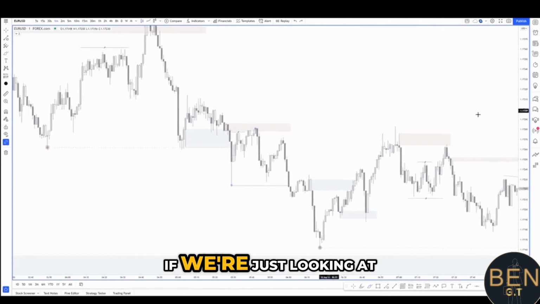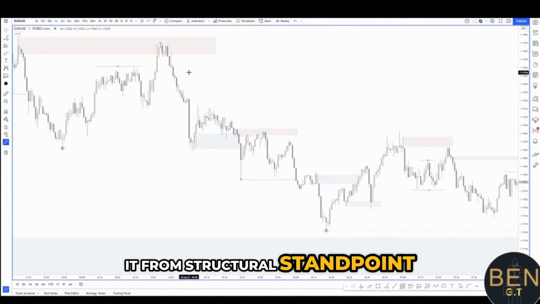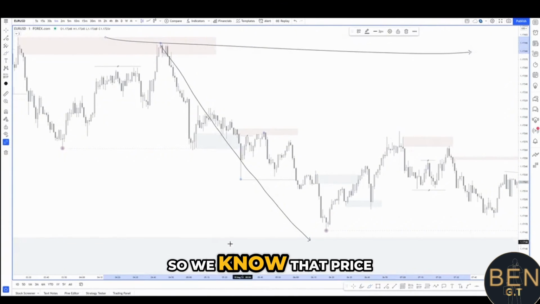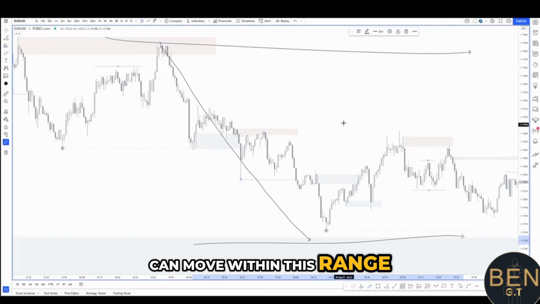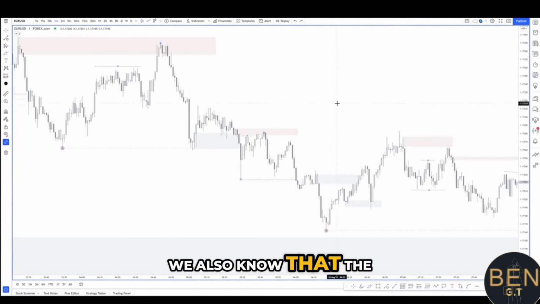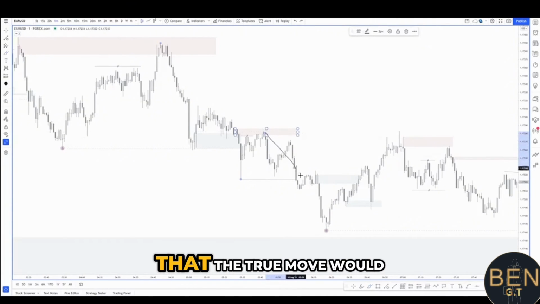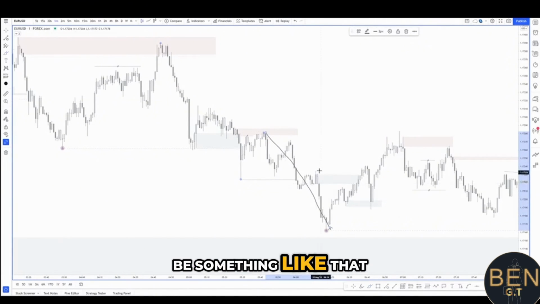But we also know, if we're just looking at it from a structural standpoint, that our 15-minute swing structure would be this entire move. So we know that price can move within this range to still remain bearish. We also know that the 4-hour and the daily are also bearish. We also know that from a 1-minute perspective, the true move would be something like that, as this is more of a pause in the market.